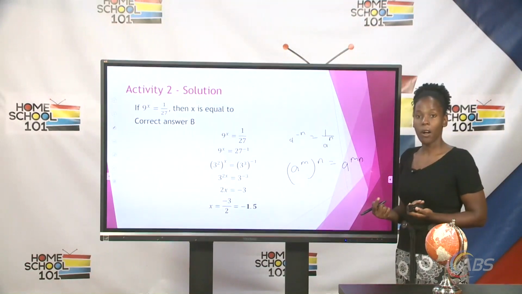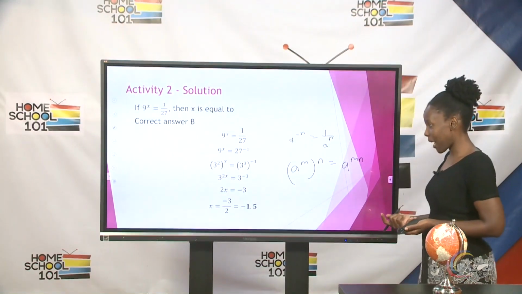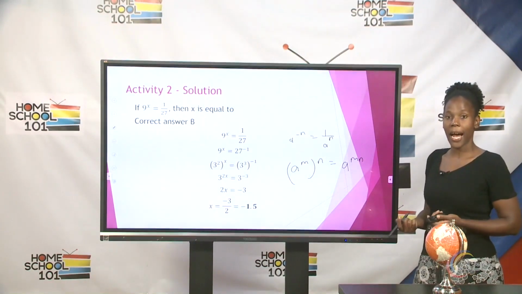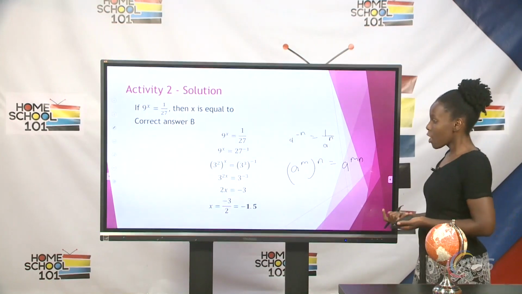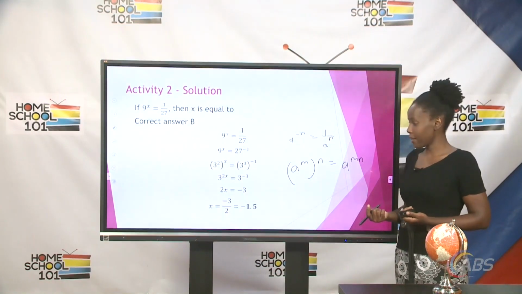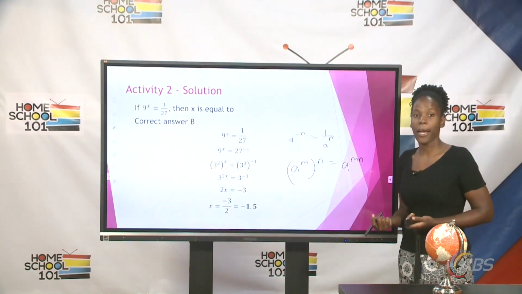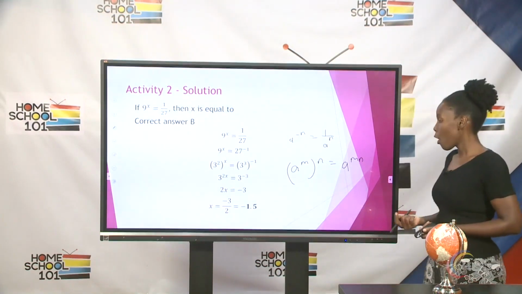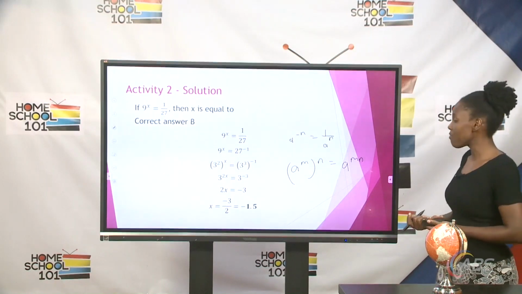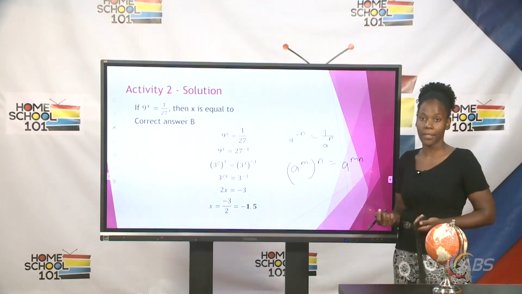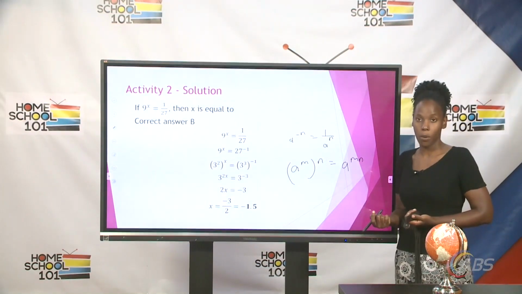So now that I have a common base of 3 on both sides, I drop the base and I equate the powers. So it becomes 2x is equal to negative 3. Therefore, x is equal to negative 3 divided by 2, which gives me a value of negative 1.5. So the correct answer is indeed B, negative 1.5.